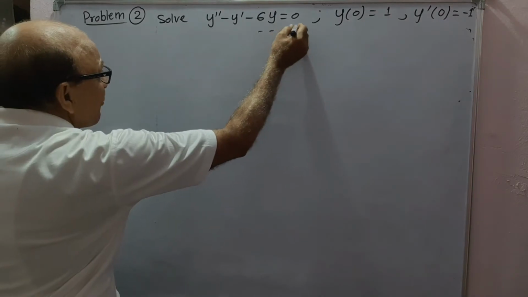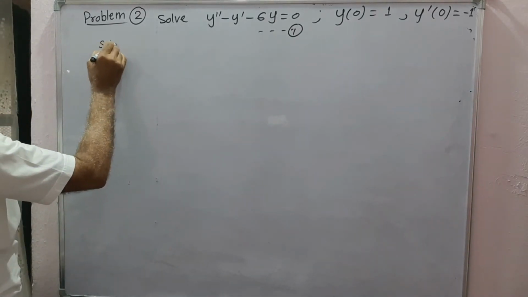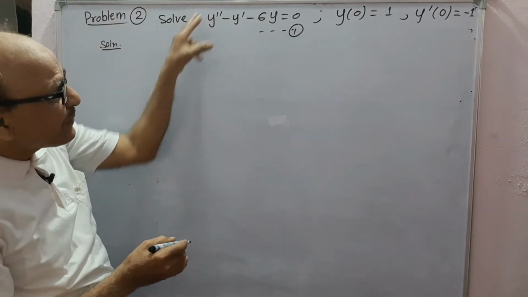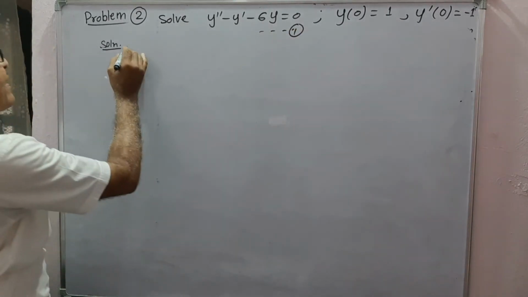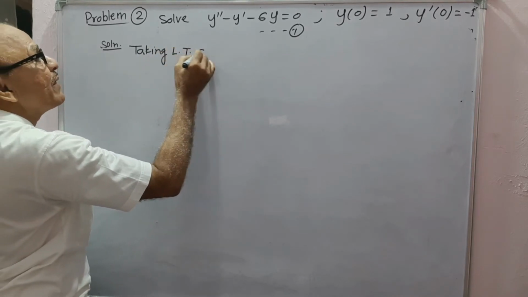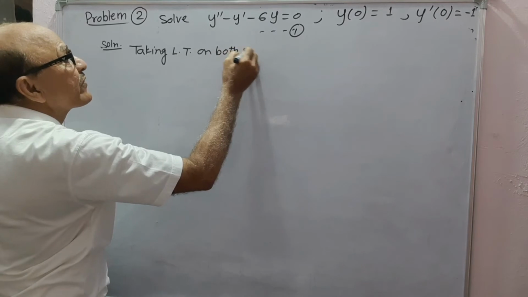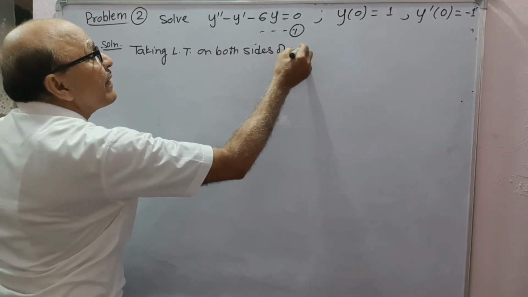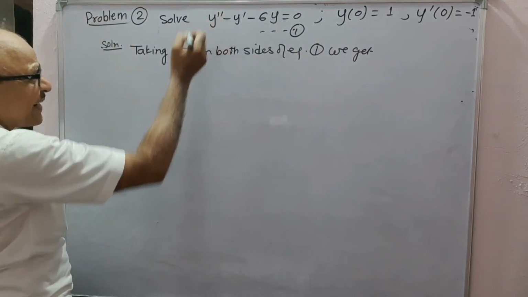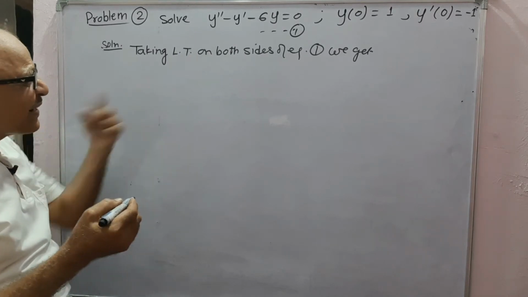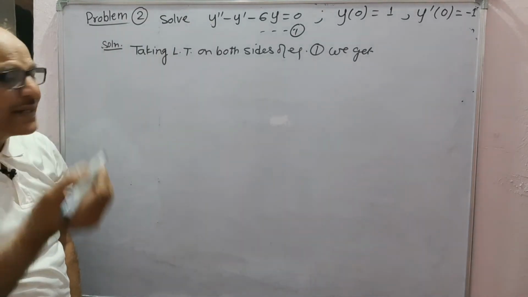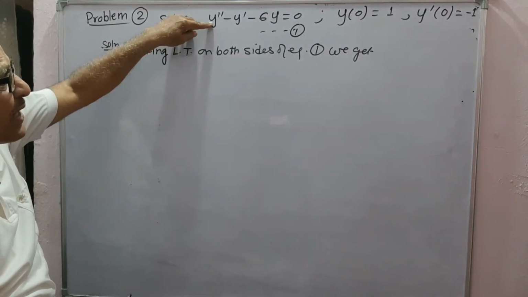Suppose this is equation 1. Now, in step 1, we take Laplace transform on both sides of equation 1. We get: this is the second derivative, and as you know, here it is capital Y, therefore for its Laplace transform we will use small y.